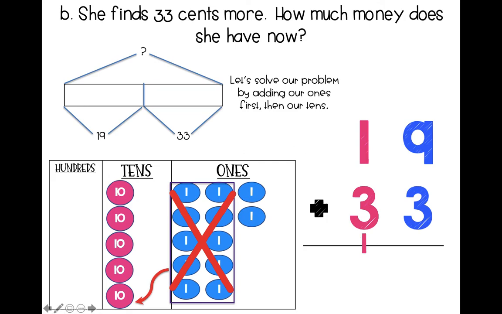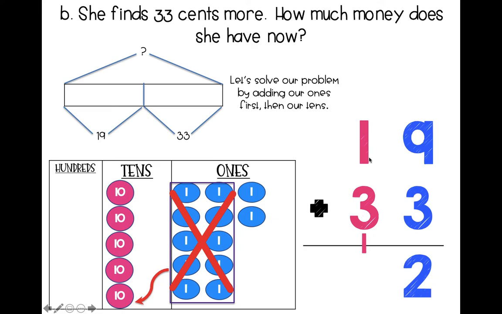Now, looking at our place value chart, how many ones do we have? That's right, we have 2 ones, so we'll put that below the line in our ones place to show that 9 plus 3 gave us 1 ten and 2 ones. Now let's look at our tens place. We want to know what is 1 plus 3 plus 1.